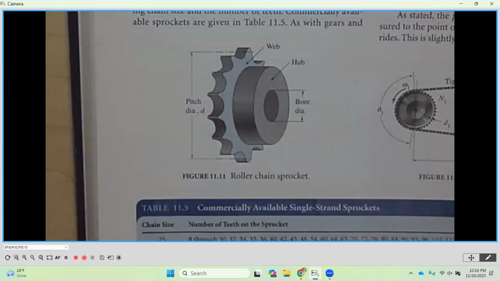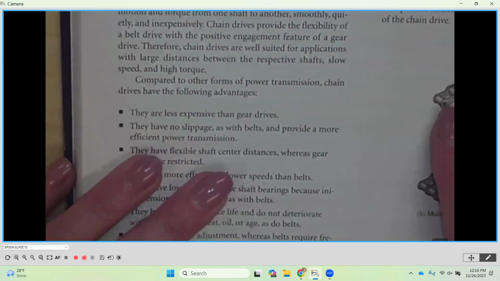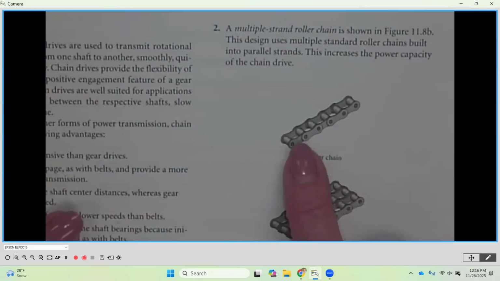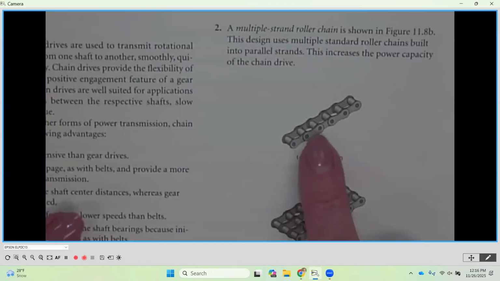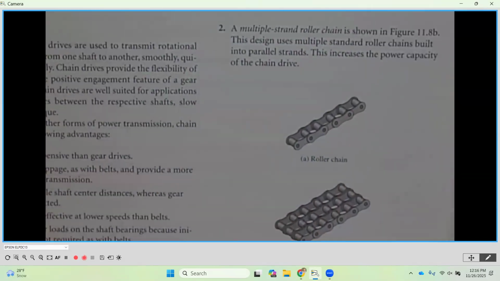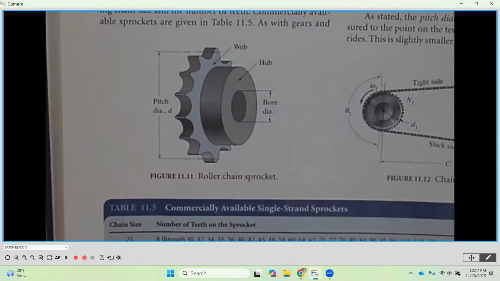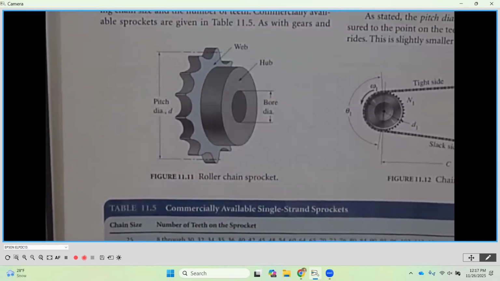These teeth fit up in between each one of the spaces in the chain. So that tooth is going to fit up inside that space between the rollers on our chain. Okay, and I think that's obvious, right? So what that means is we have to make sure that whatever sprocket we pick is going to mate and be the same pitch as the chain that we specify.